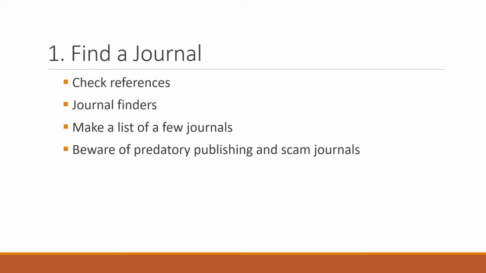You will need to do some research on journals to find the ones that are a good fit for your paper. Typically, this starts by looking at the reference section of your paper, as journals are likely to publish on similar topics. You could also use journal finders to help identify journals that match in scope to your paper. You'll want to make a list of a few journals to submit to, as you can only submit your paper to one journal at a time. Beware of predatory publishing and scam journals, and make sure you verify that the journals you submit to are legit.